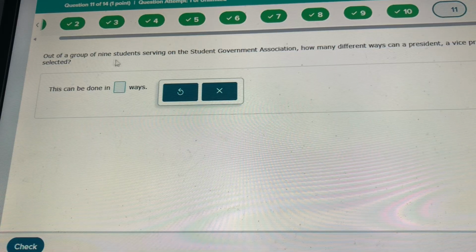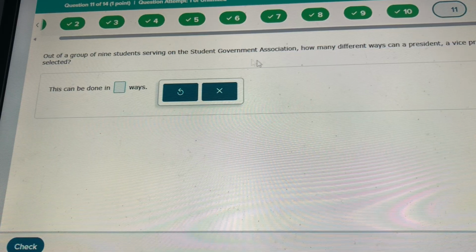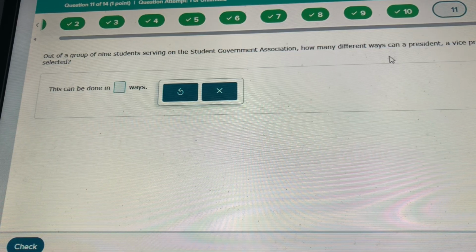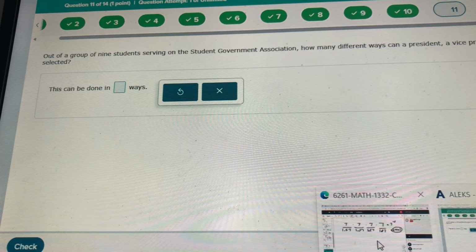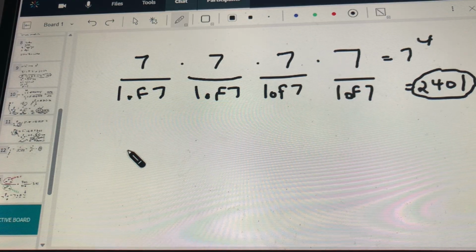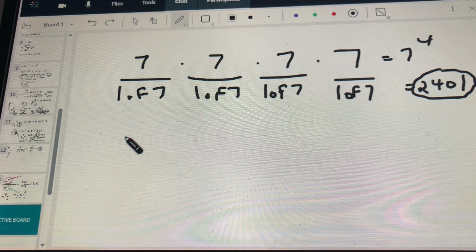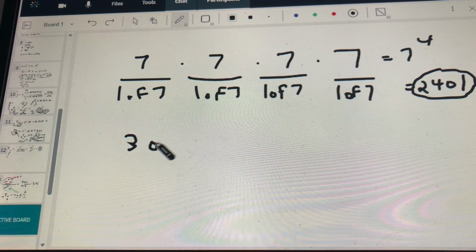Out of a group of 9 students on the student government, how many different ways can you pick a president, vice president, and treasurer? See, this is my example. I'm going to choose 3 out of 9. I'm not doing 1 of 9 and 1 of 3. Don't do 9 times 3 here. That's the only way you would do 9 times 3. This is choose 3 out of 9.